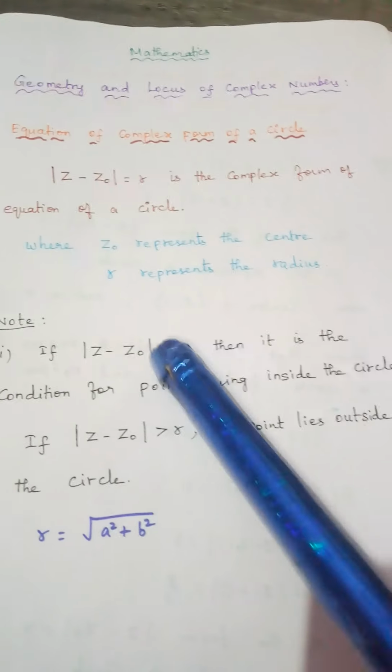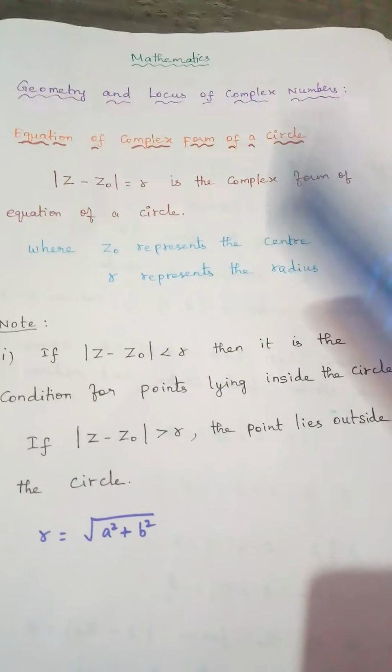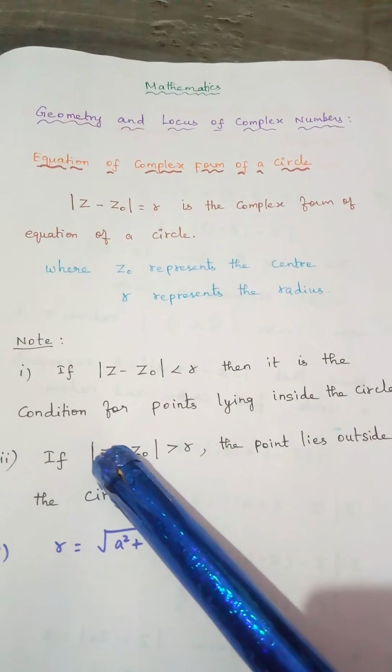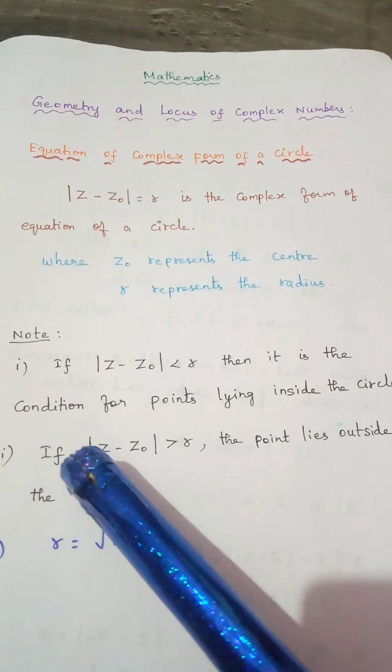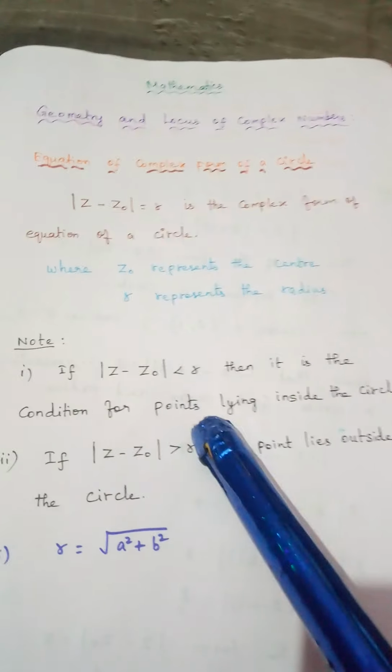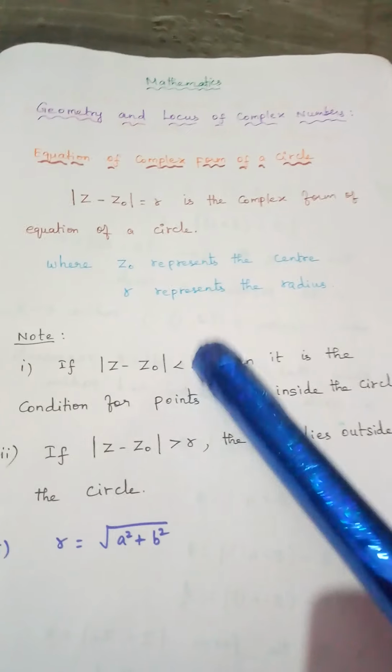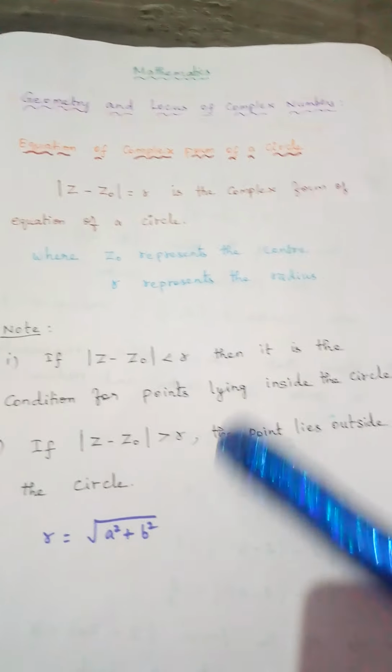If it is equal to r, that represents a circle. These two are the conditions to find whether the point lies inside the circle or outside the circle. These are the two conditions. We will see how to apply them in the problems to come.